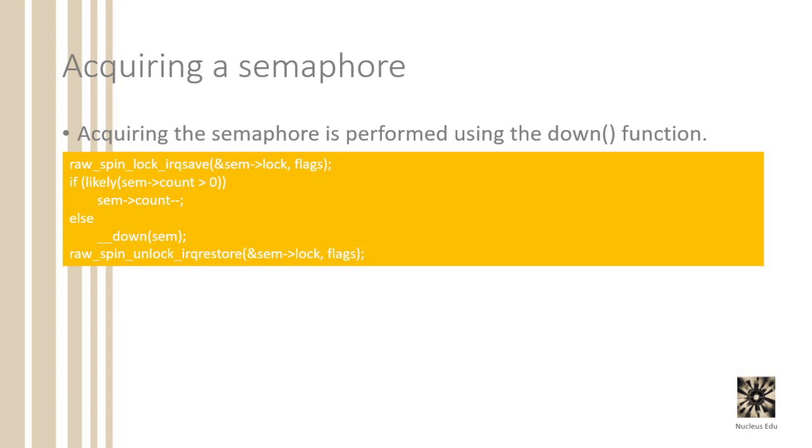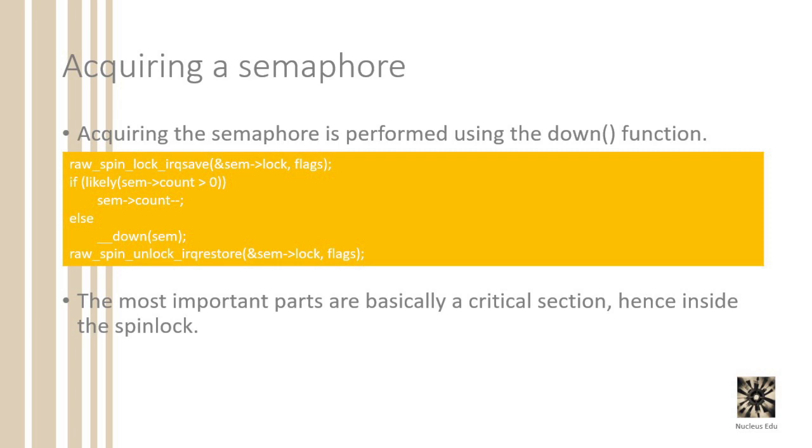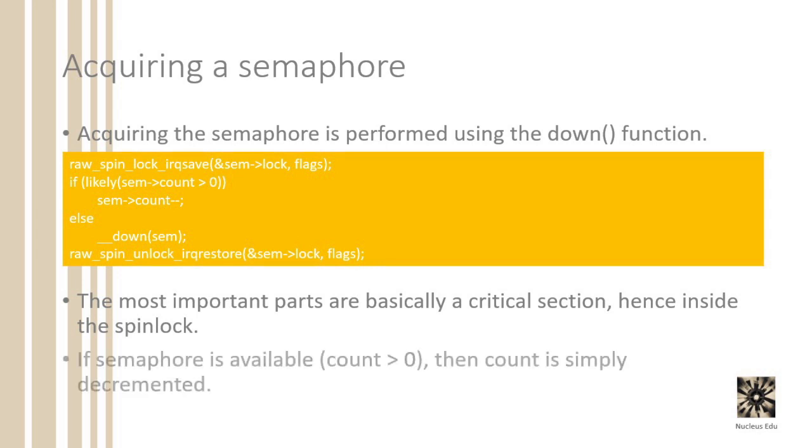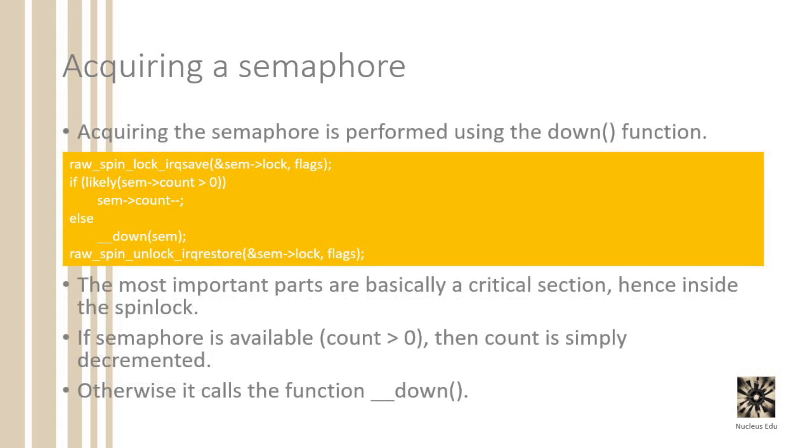So this is the most important section of the down function. This is the critical section, hence you can see that everything happening inside is under a spin lock, right? And it has a basic if else check. Whether the count is greater than 0, then it's just going to decrement the count, which simply denotes that a semaphore has been acquired by the calling process. Otherwise, if the semaphore count is not greater than 0, being not available, then it's going to call this function called __down.